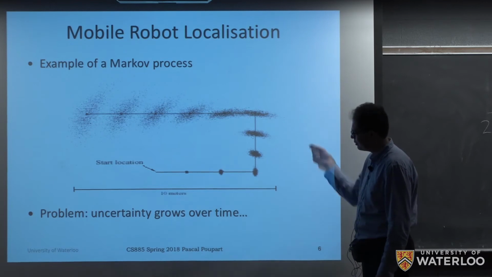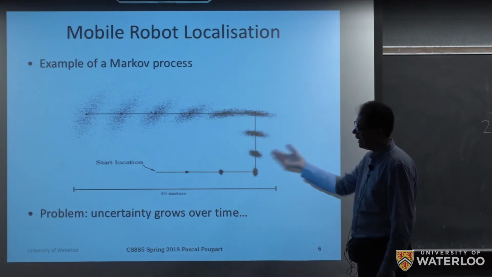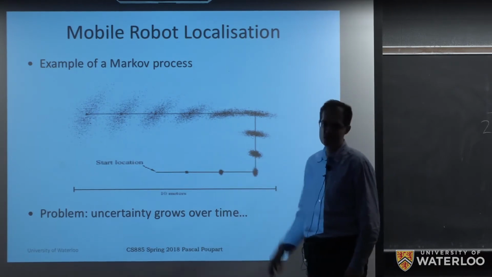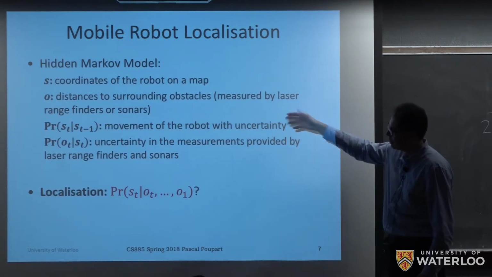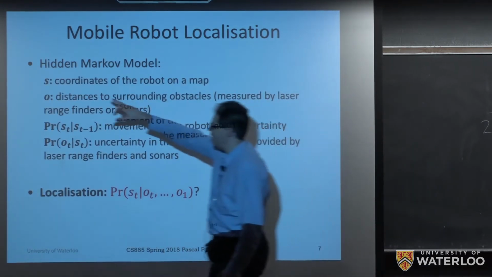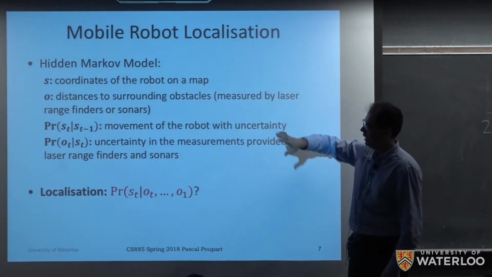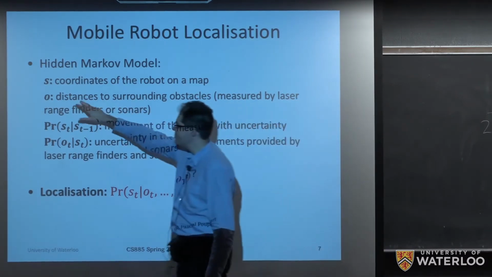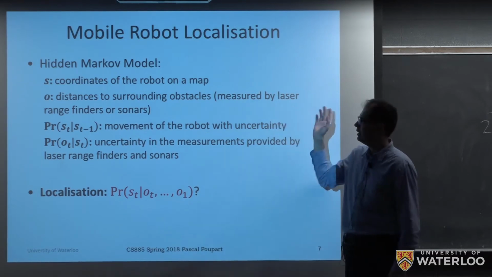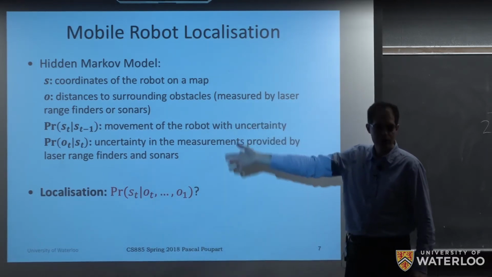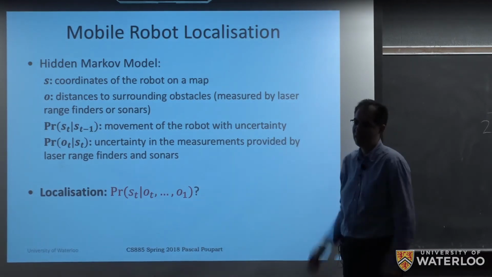So the solution to help the robot keep track of its location ended up being, again, to formulate this as a hidden Markov model. So here, if we formulate the problem as a hidden Markov model, we could say that the state corresponds to the coordinates of the robot on a map, and then the observations could be distances to surrounding obstacles that might be measured, let's say, by a laser rangefinder, a sonar, or even a video camera. Okay, so like a depth camera.